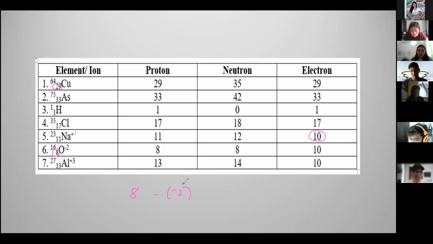And for aluminum, we have 13 protons. For neutrons, we have 27 minus 13, and that will give us 14. And for the electrons, we just subtract 13 minus positive 3, and that will give us 10.